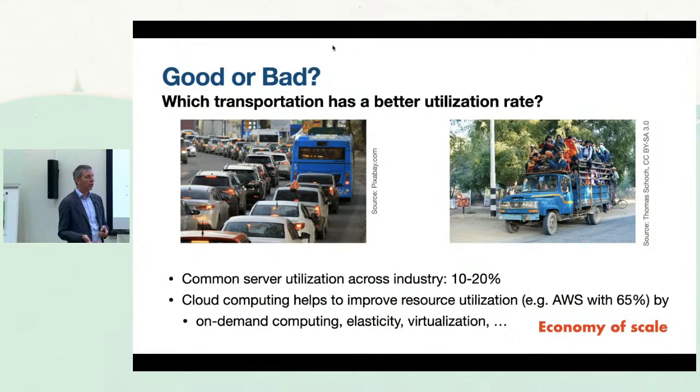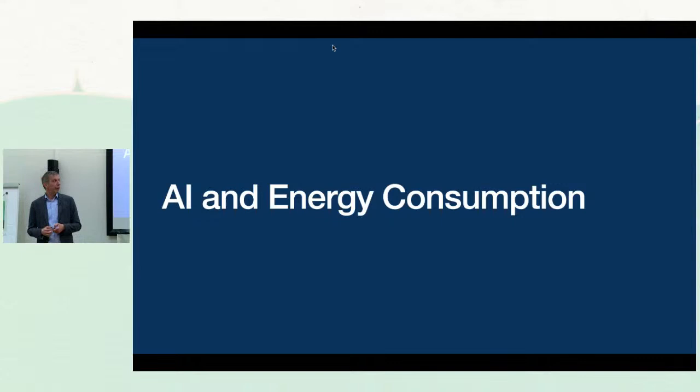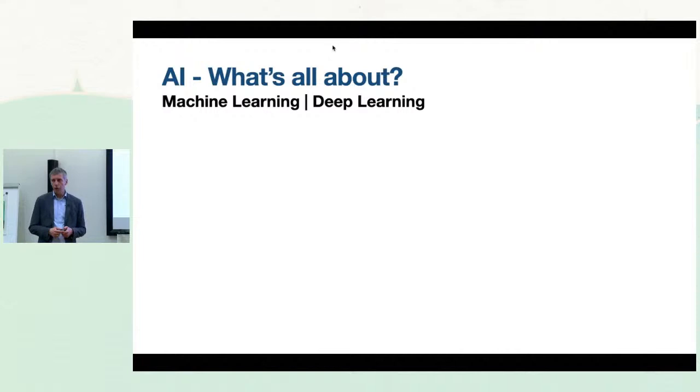One big thing in these data centers is, of course, artificial intelligence. So it's a very hot topic in many areas. And we want to have a quick look at the energy consumption of AI. So the question is, what is AI? What does artificial intelligence mean? What do we understand here?